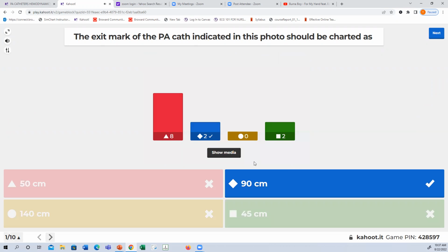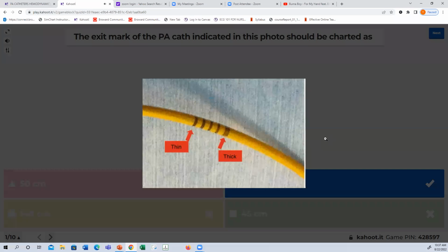Okay, the correct answer is 90 centimeters. So let's find out why that is. The thick line is 50, right? This is a thin line. So this is 10. So that's 60, 70, 80, and 90. So remember that each thick line represents 50 centimeters. Each thin line represents 10 centimeters.